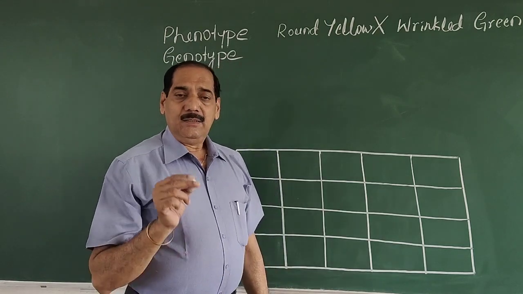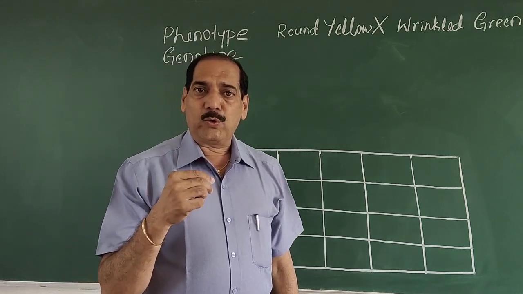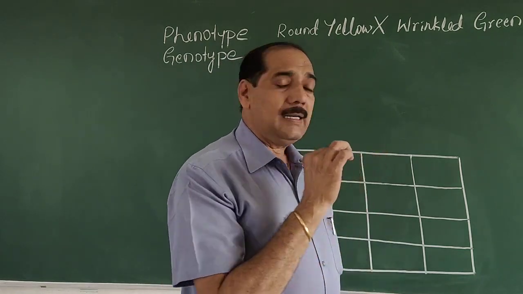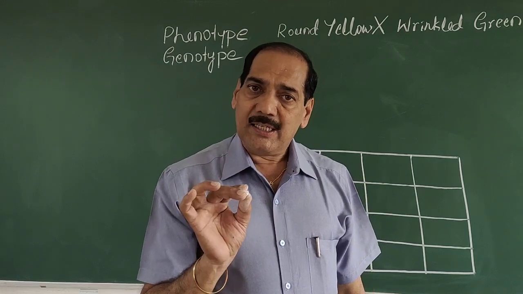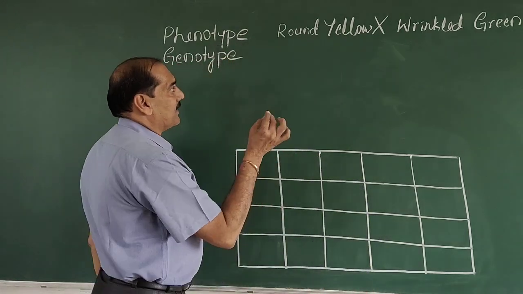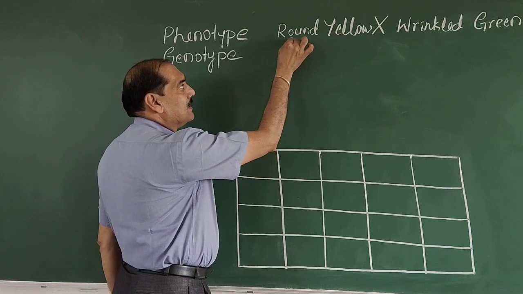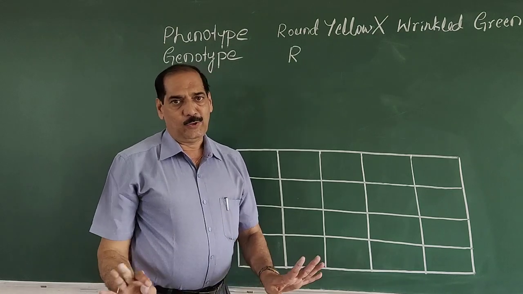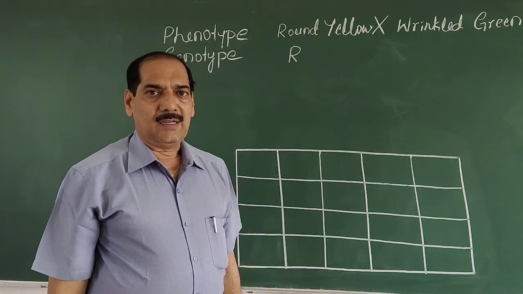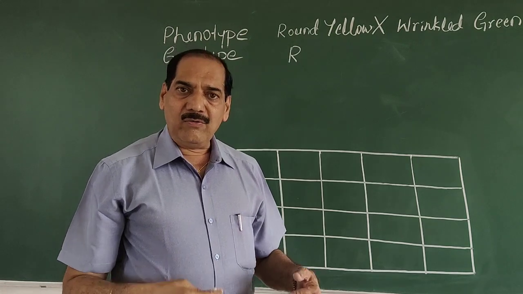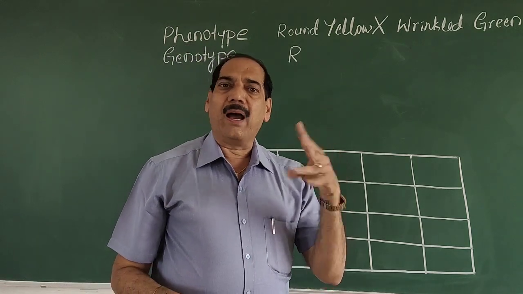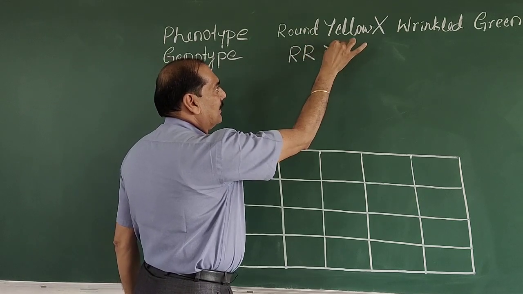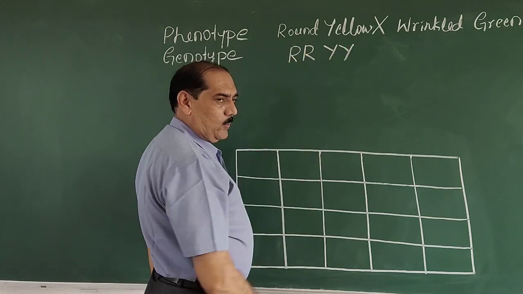So here between these two plants, round and yellow are dominant over wrinkled and green. That's why round and yellow we have to denote with capital letters, and wrinkled green we have to denote with small letters. Okay. Then which letters do we have to select here? For round, capital R. Is one R enough? No. We have to take two letters. Why? Because every character is controlled by a pair of factors. So capital R, capital R, capital Y and capital Y.